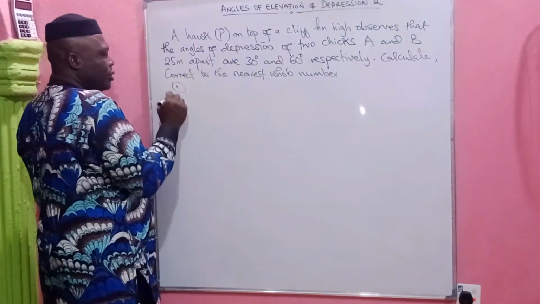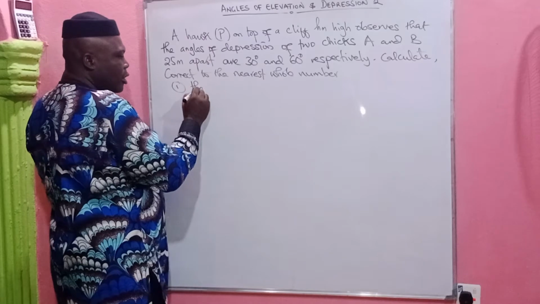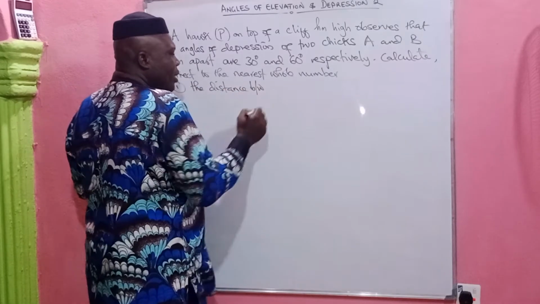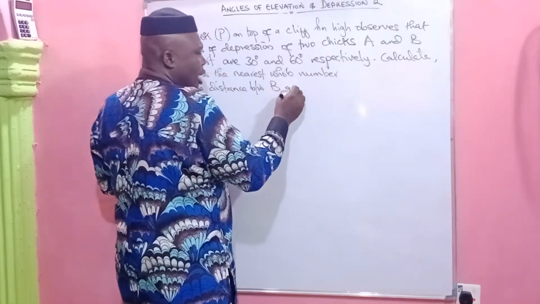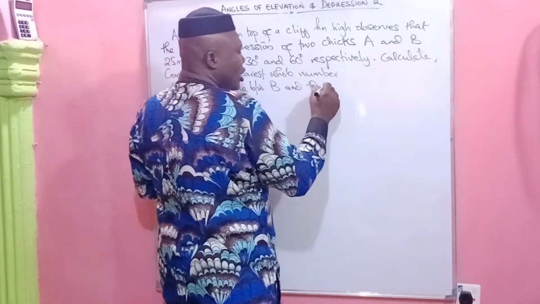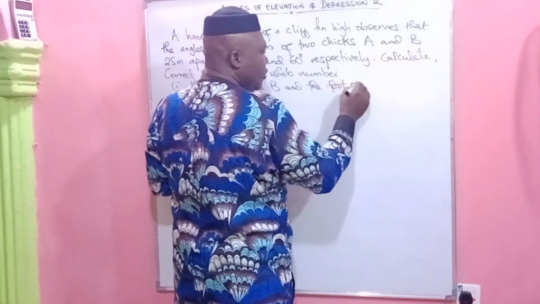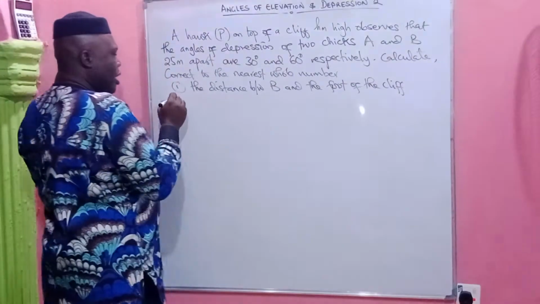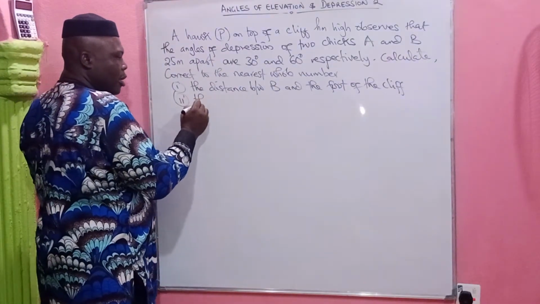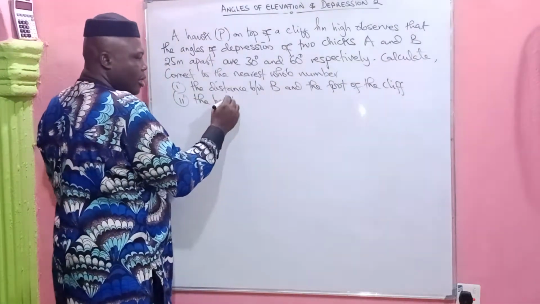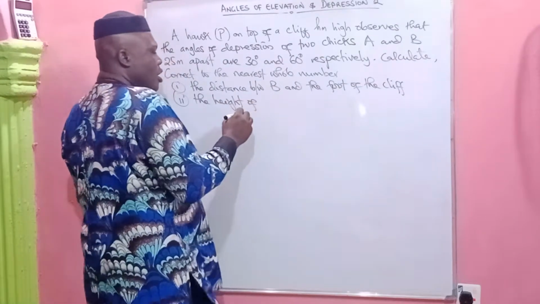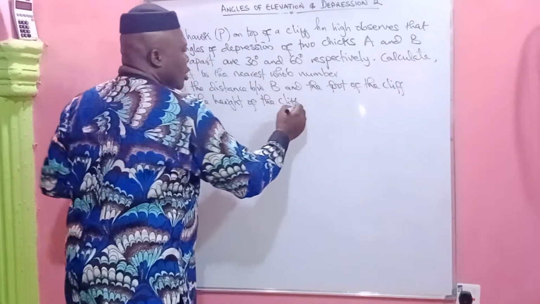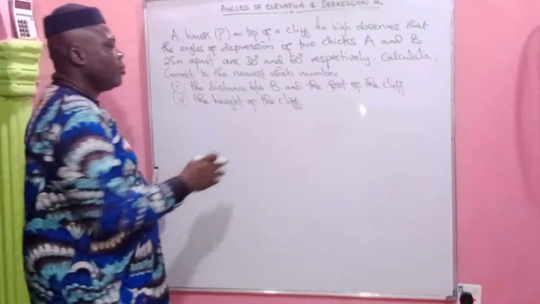I, the distance between B and the foot of the cliff, and II, the height of the cliff. All right, so we have a question on the board here.